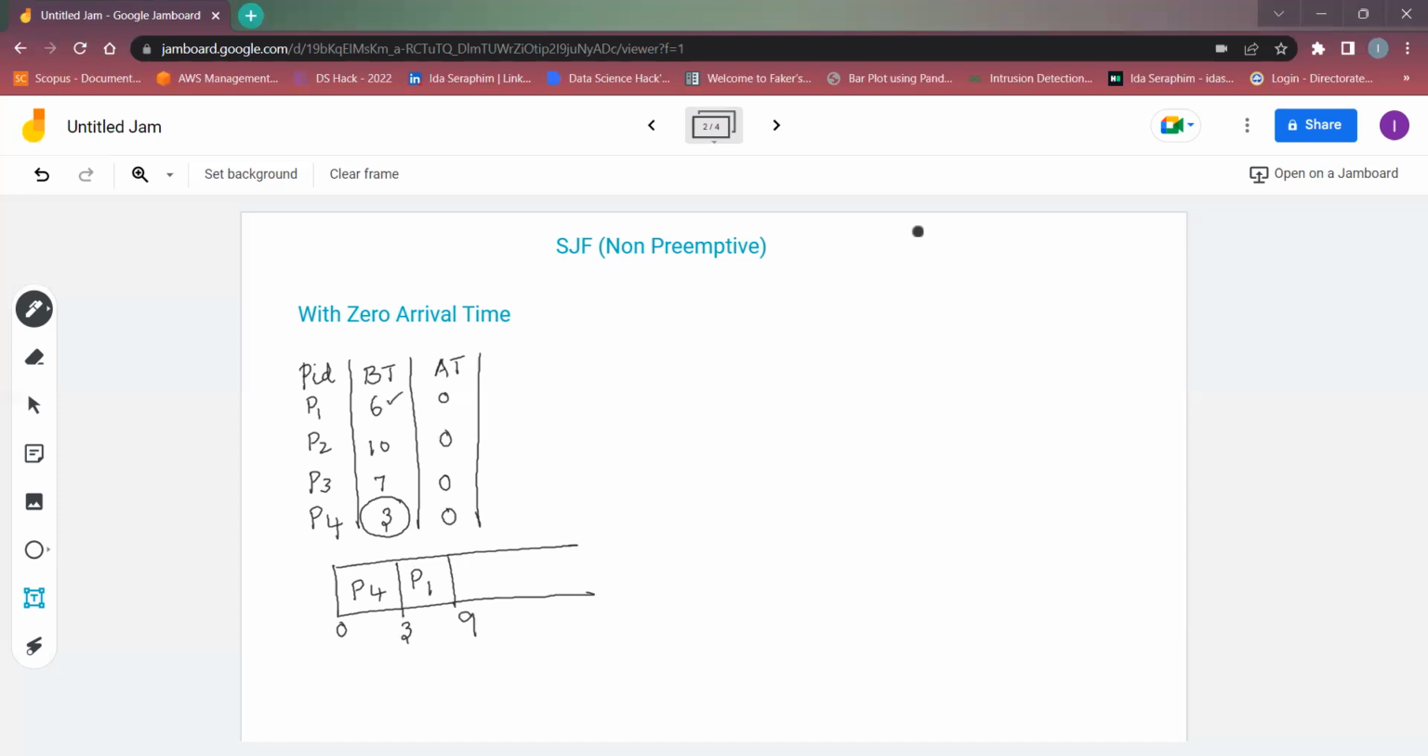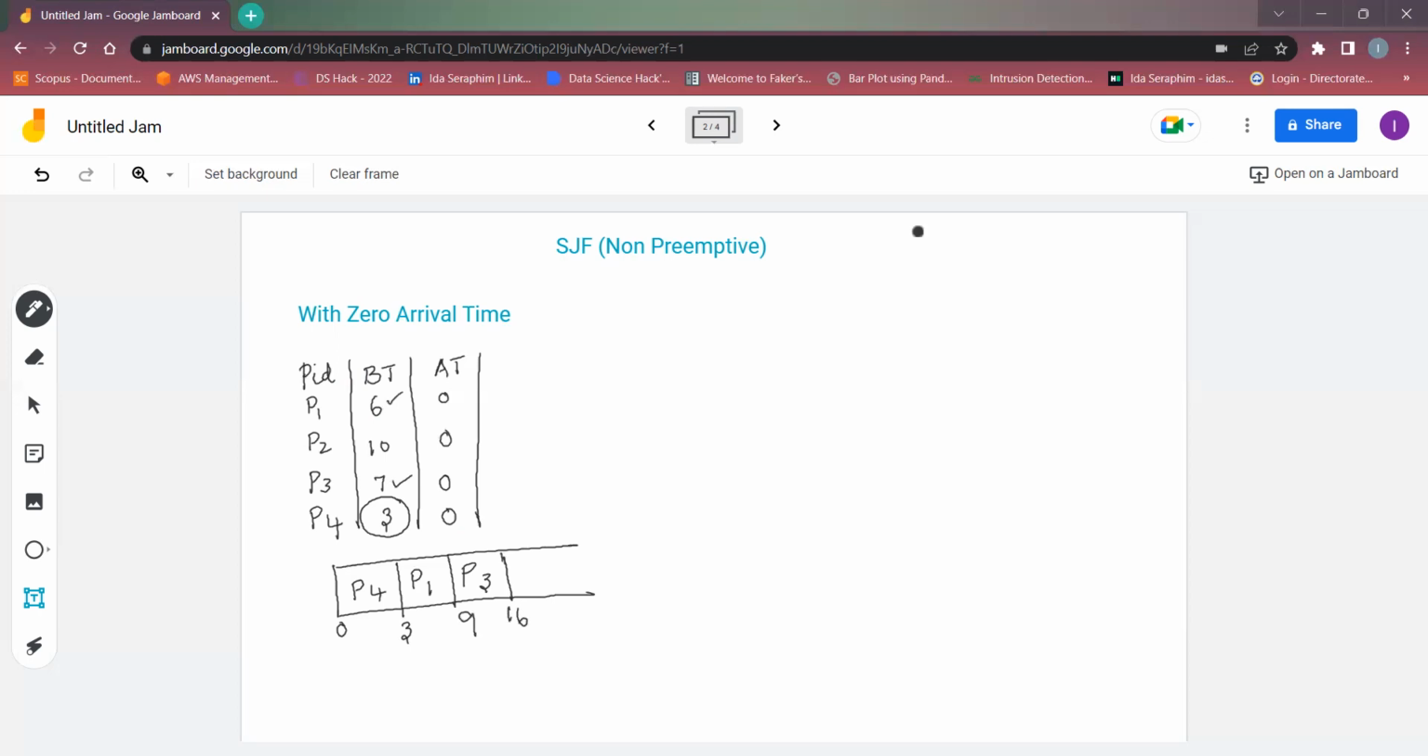After P1 completes its execution, we again see which has the shortest burst time. P3 now has the shortest burst time, so P3 will be given the CPU. It executes for another 7 milliseconds, so 9 plus 7 is 16. Up to 16 milliseconds, P3 will execute.